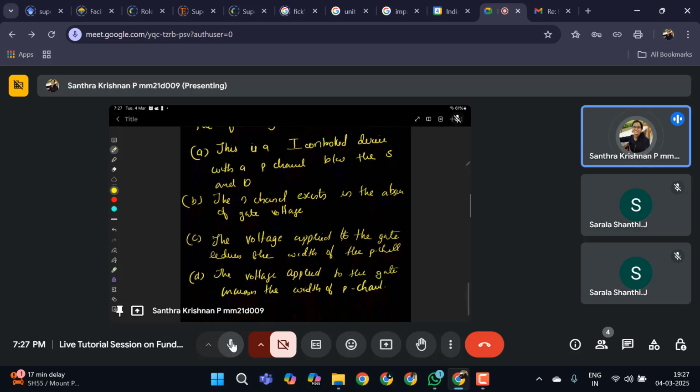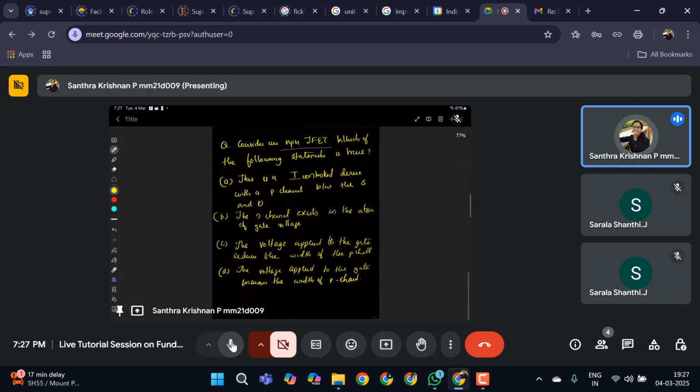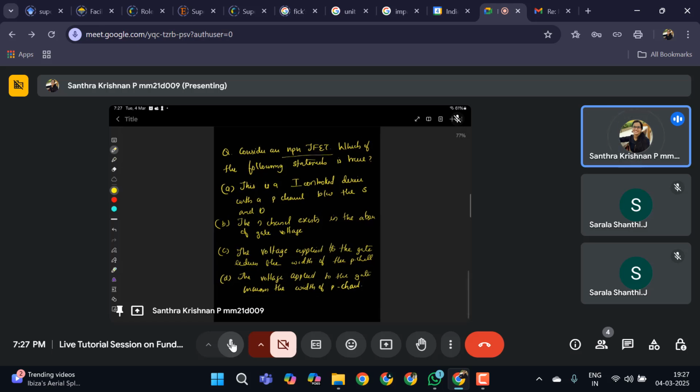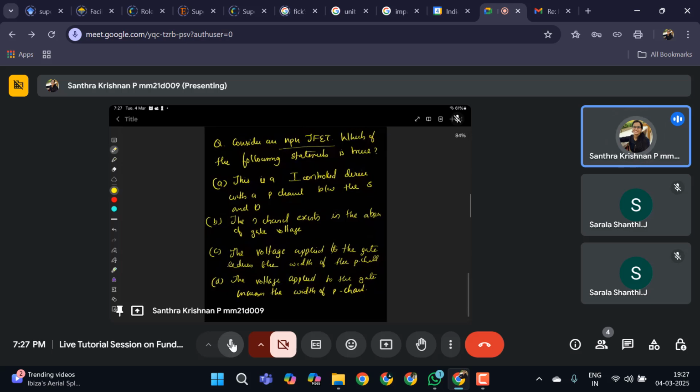So you can check what an NPN JFET is, and from that you will be able to understand whether it is a current controlled or voltage controlled device, where the P channel lies, and how the width of the P channel is affected by the voltage applied across the gate. You can go through your notes, or if you have any ideas about NPN JFET, you will be able to answer directly.